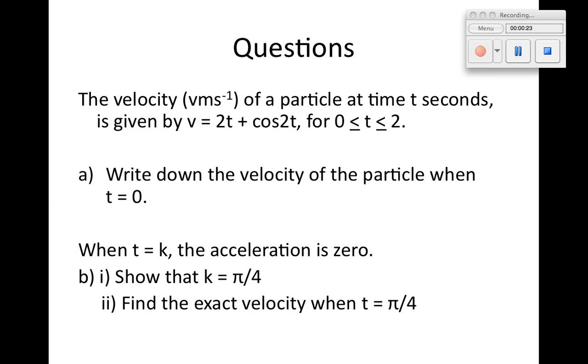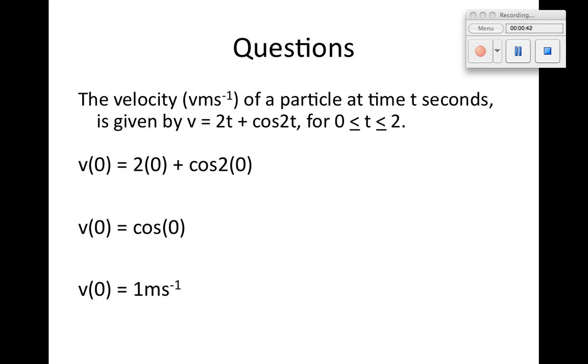So for part A, you have to write down the velocity of the particle when t equals 0. And when t equals k, the acceleration is 0. So given that, you have to show that k is equal to pi over 4, and you have to find the exact velocity for when t is equal to pi over 4.